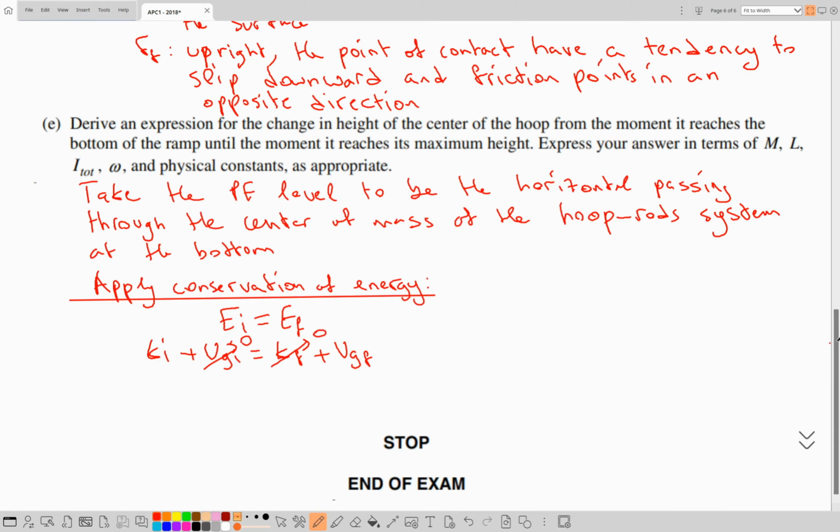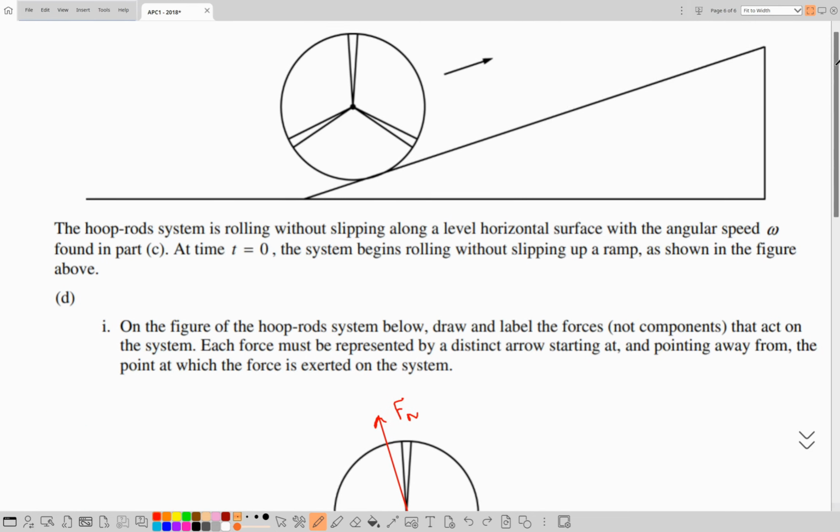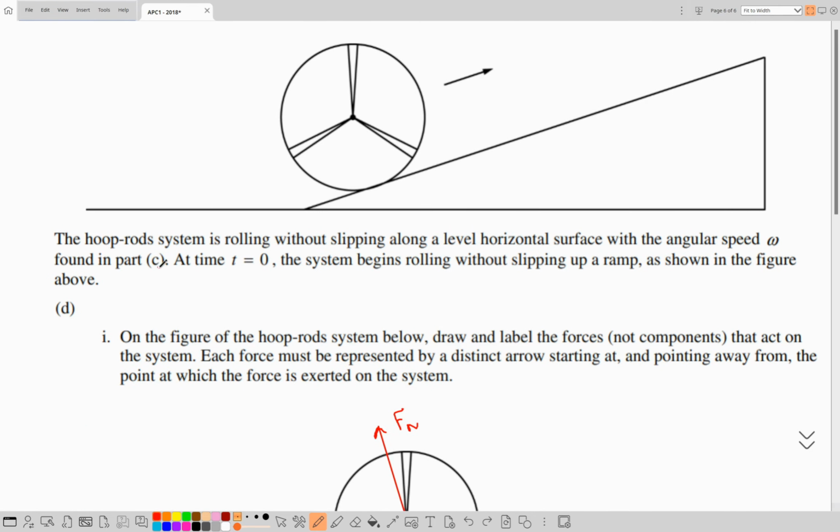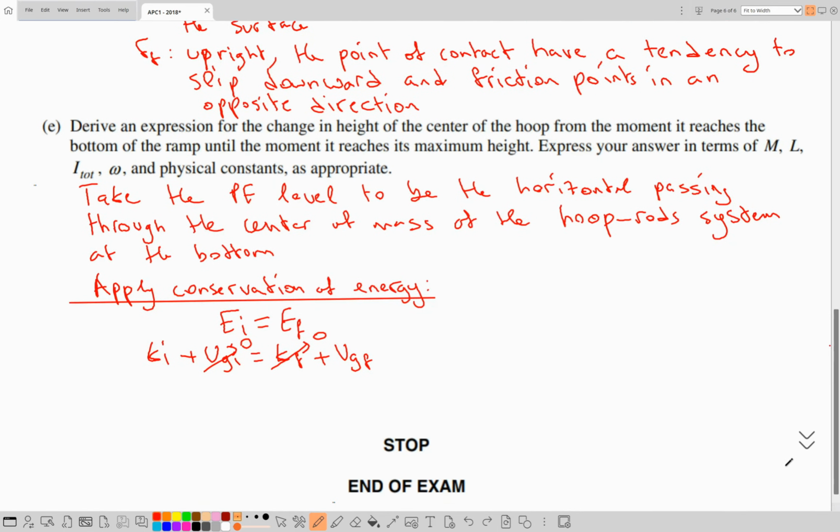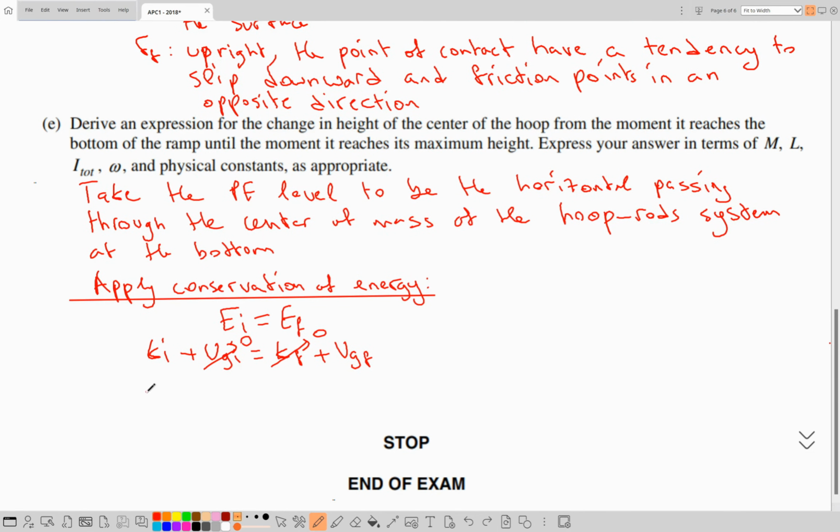Now what type of initial kinetic energy do we have? So if you read the text carefully, the hoop rod system is rolling without slipping along a level horizontal surface. So basically it's rolling here, and it cannot roll up the ramp unless at this point it has some translational speed in addition to the angular speed that it has gained previously. For this reason, I will write here half I omega square plus half.